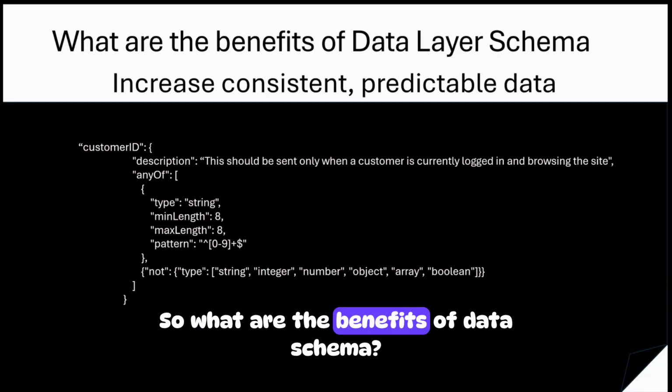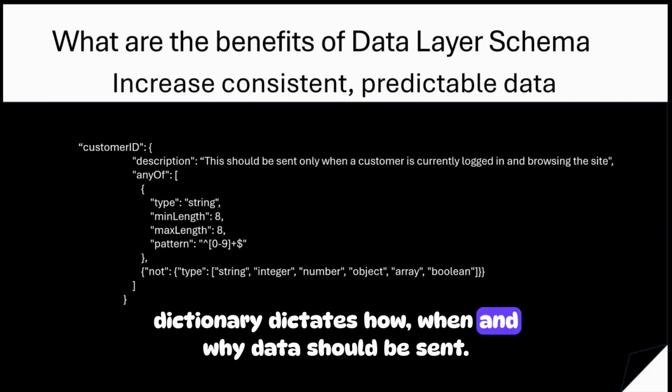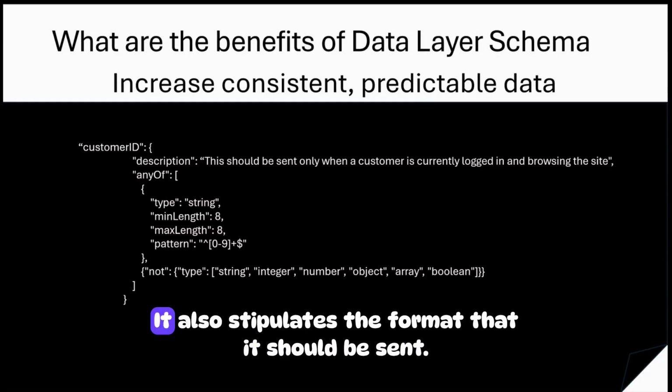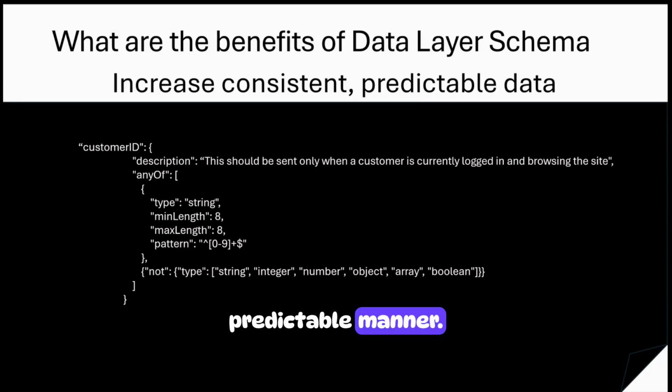So, what are the benefits of data layer schema? Well, it increases consistent, predictable data. As the dictionary dictates how, when, and why data should be sent, it also stipulates the format that it should be sent. This increases the possibilities that data will be going in consistently in a predictable manner.